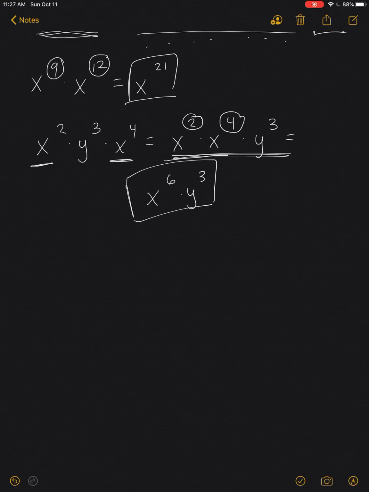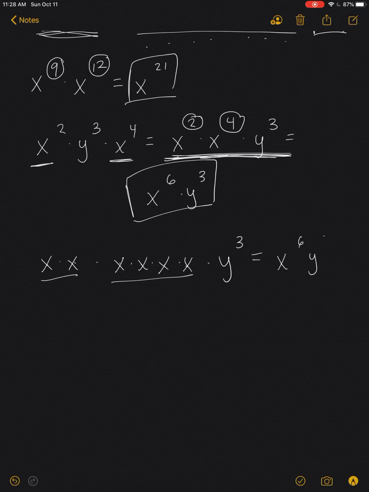For good measure, I'll do this one the long way. Right, so I did the commutative property to rewrite it in any order I want because I can do that with multiplication. X squared is x times x, right? X to the 4th is x times x times x times x. And then y to the 3rd, I'm just going to leave it the way it is because I can't combine the exponents with x, right? I count my x's, 1, 2, 3, 4, 5, 6. I get x to the 6th, y to the 3rd. So you can see I still come up with the same one.